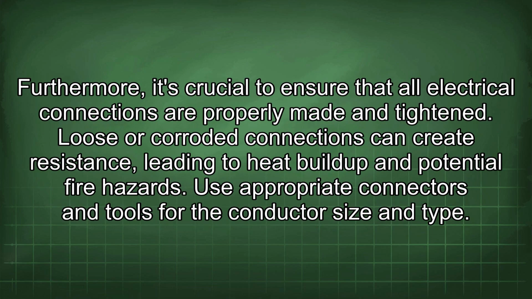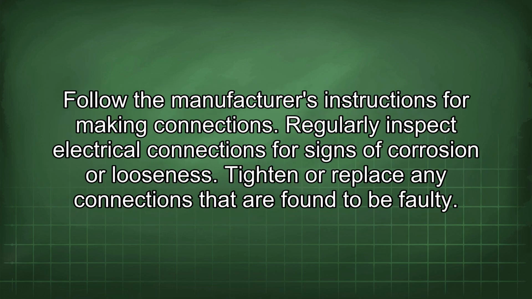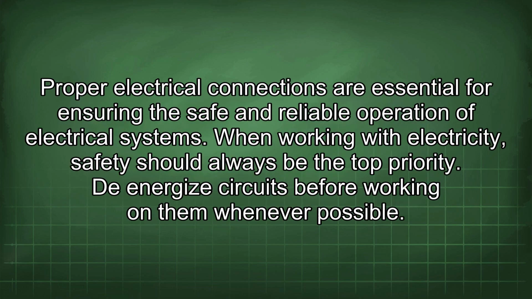Furthermore, it's crucial to ensure that all electrical connections are properly made and tightened. Loose or corroded connections can create resistance, leading to heat buildup and potential fire hazards. Use appropriate connectors and tools for the conductor size and type. Follow the manufacturer's instructions for making connections. Regularly inspect electrical connections for signs of corrosion or looseness. Tighten or replace any connections that are found to be faulty. Proper electrical connections are essential for ensuring the safe and reliable operation of electrical systems.